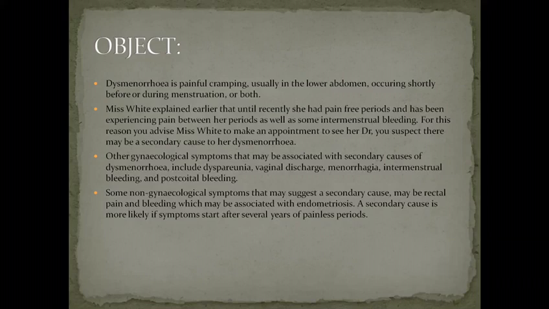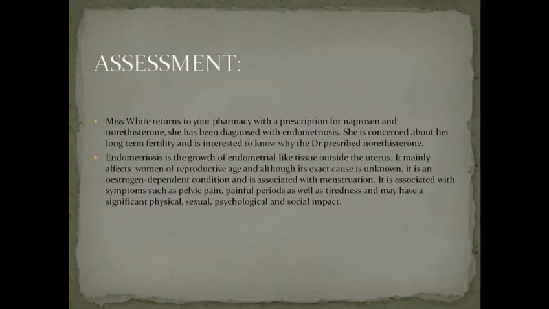Other gynecological symptoms that may be associated with secondary causes of dysmenorrhea include dyspareunia, vaginal discharge, menorrhagia, intermenstrual bleeding, and postcoital bleeding. Some non-gynecological symptoms that may suggest a secondary cause are rectal pain and bleeding, which may be associated with endometriosis. A secondary cause is more likely if symptoms start after several years of painless periods.